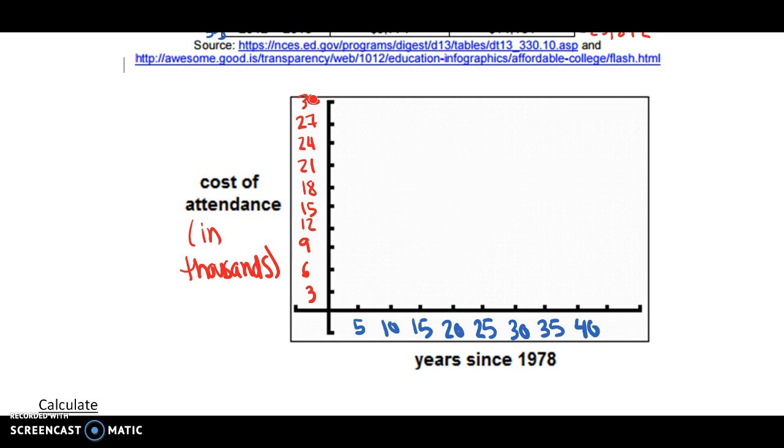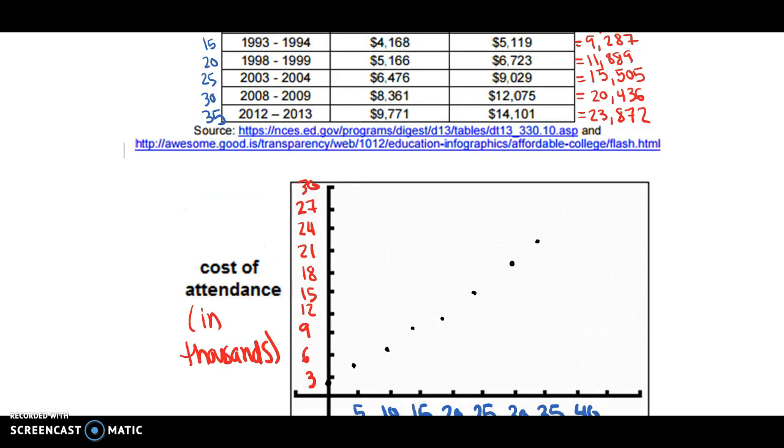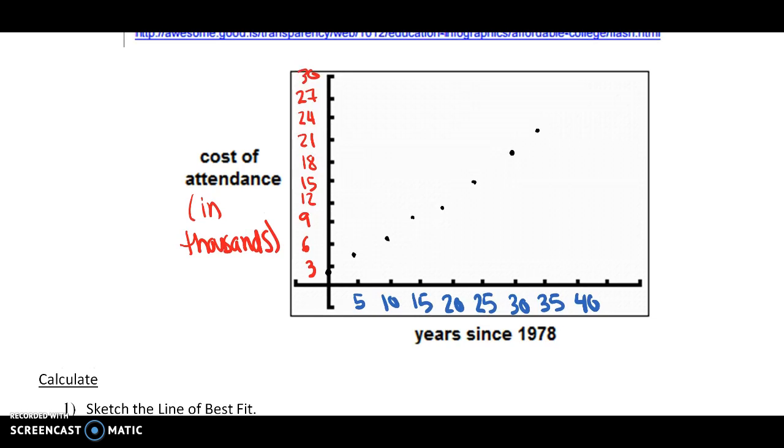Cool. So now what I want everyone to do is pause the video and go ahead and plot these data points with years being your X and total cost being your Y. Okay, if you plot it, it should look something like this. Now, you may notice that some points are closer together than others. So like these points are kind of close, whereas these are far away.